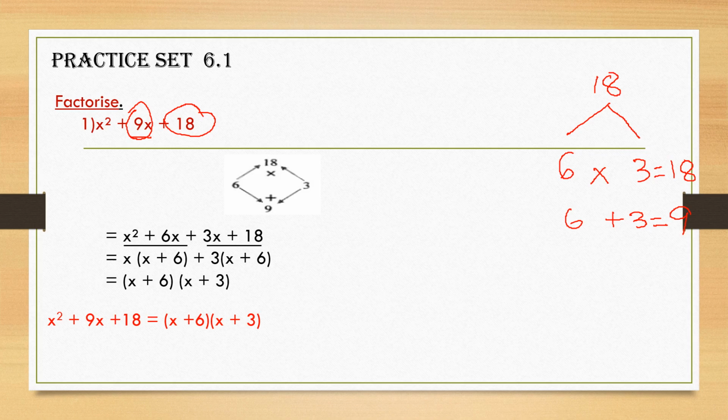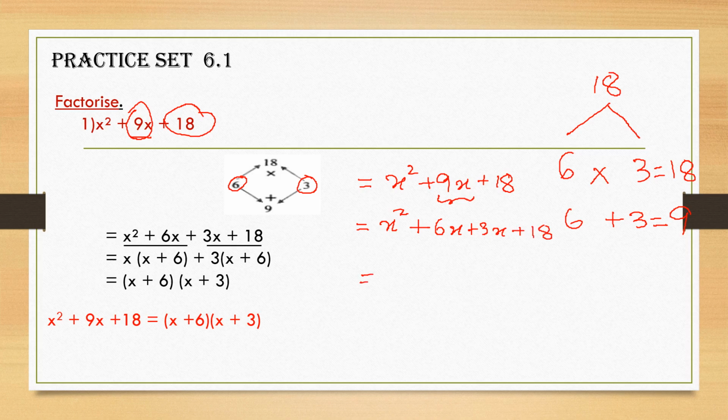Now once you have found the two numbers, the next step is solving. So we write the expression, that is x squared plus 9x plus 18, and we have found our two numbers are 6 and 3. So we'll start solving it. You write the first term as it is, that is x squared plus. Now instead of the middle term 9x, we will write our two new numbers as the two new terms. So in place of 9x, we'll write 6x plus 3x plus 18.